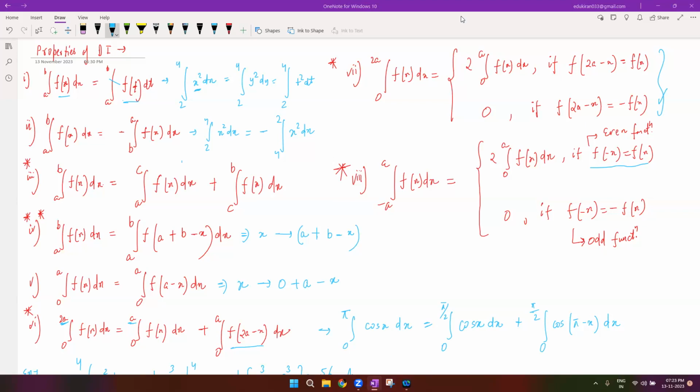Sir, yes, the ones you marked with the star are important. Yeah, these are important. These will be used extensively. So fourth, sixth, and eighth. These three properties, I would say, are really important. Fourth is the most important, but this will be used the most.